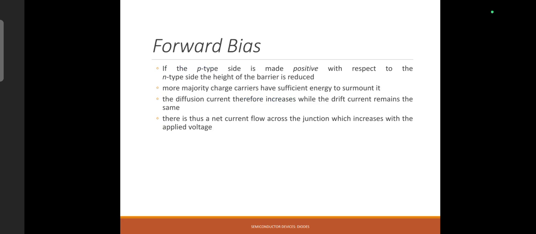Now let us see what happens when we apply an external voltage. When the positive terminal of the battery is connected to P-type region and negative terminal is connected to the N-type region, the diode is said to be forward biased. The applied voltage reduces the potential barrier. The depletion region becomes thinner. As a result, more electrons and holes cross the junction. This causes large current to flow through the diode. Therefore, in forward bias, the diode behaves like a closed switch.